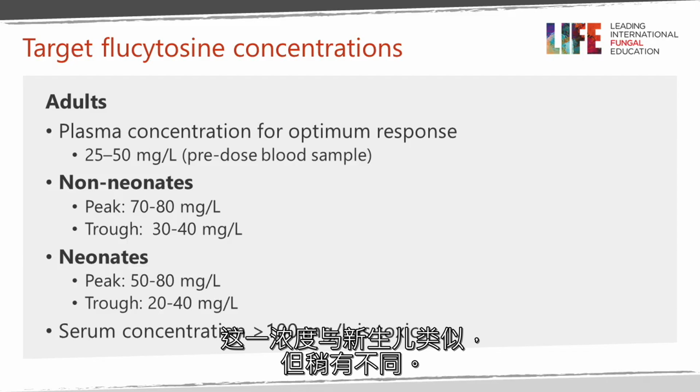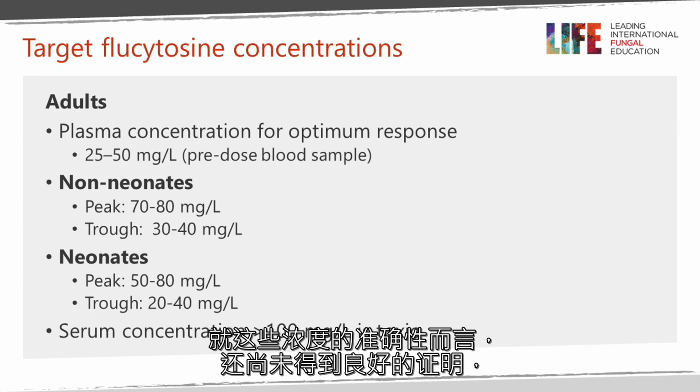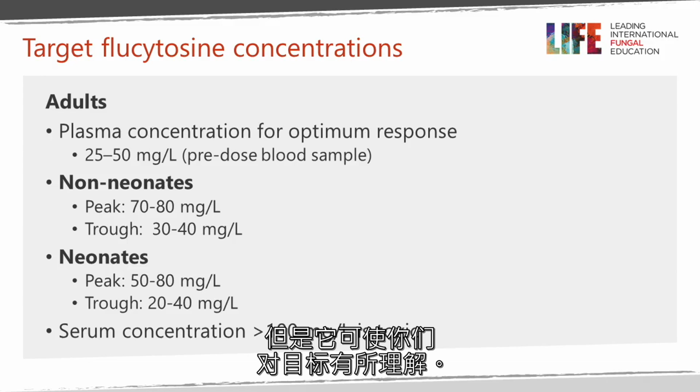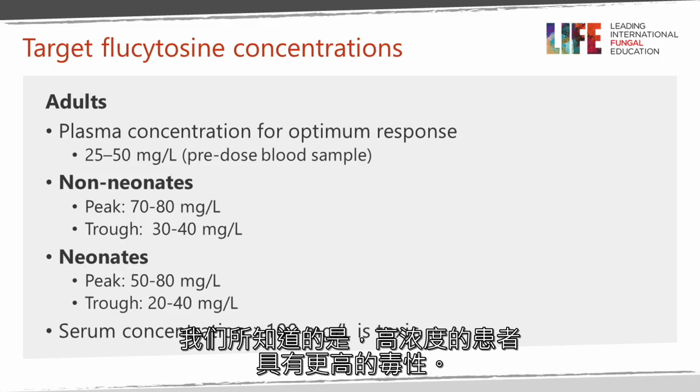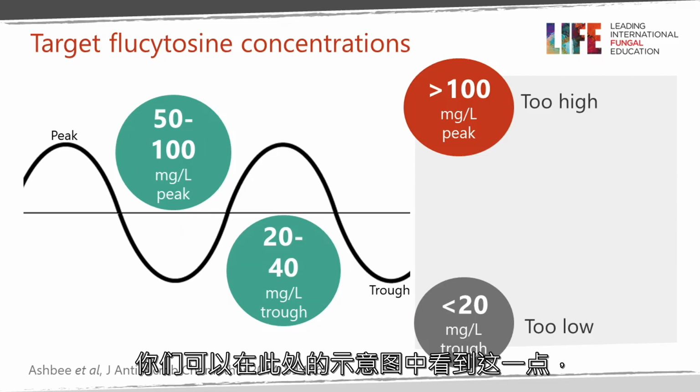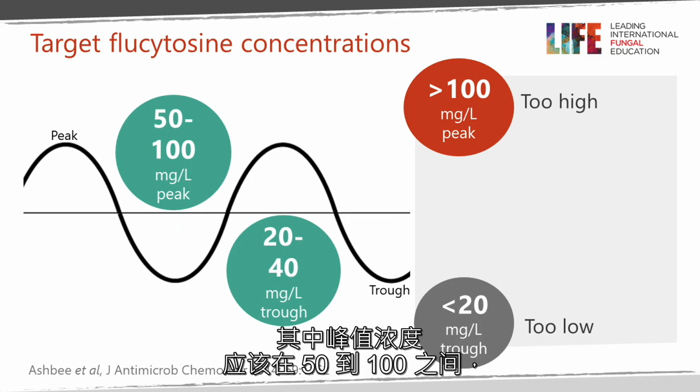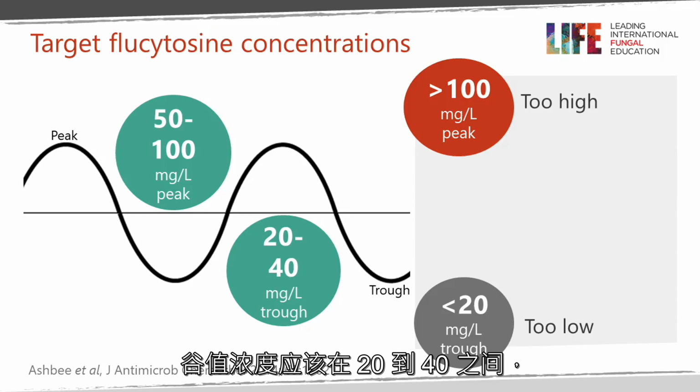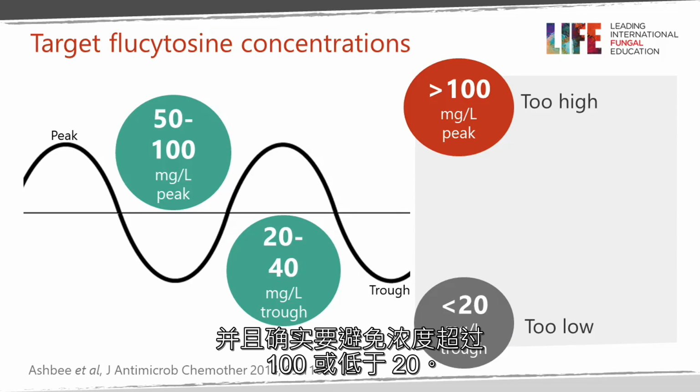Similar levels in neonates, but slightly different levels. This is not well evidenced in terms of the precision of these levels, but it gives you a sense of what one is aiming for. And what we do know is that patients with high levels have more toxicity. So you can see this on the schematic here, where your peak level should be between 50 and 100 and your trough between 20 and 40, and really trying to avoid levels above 100 or levels lower than 20.